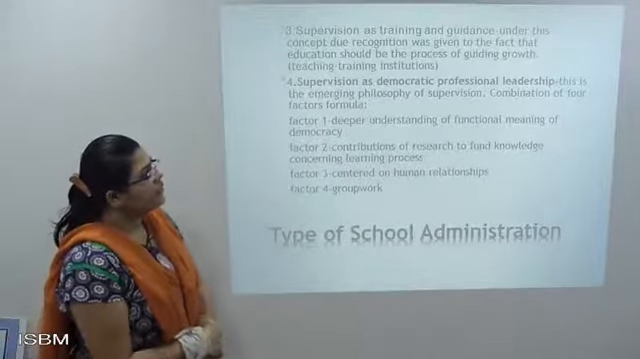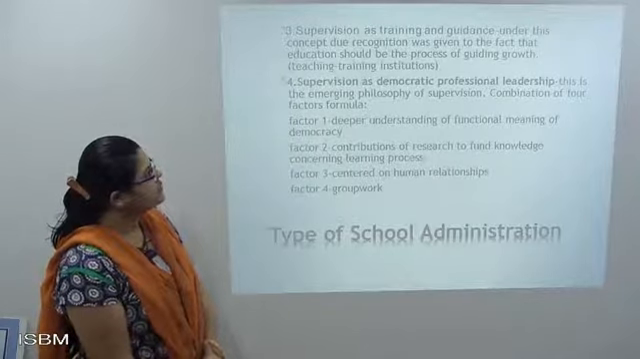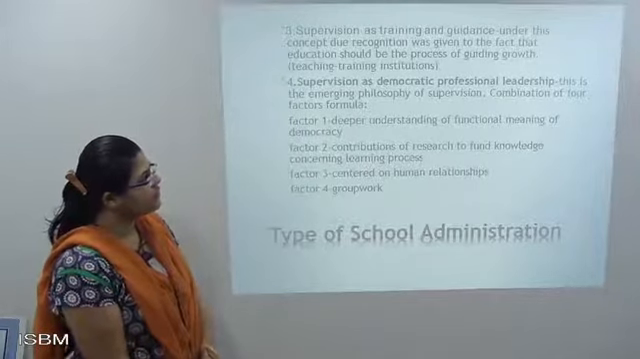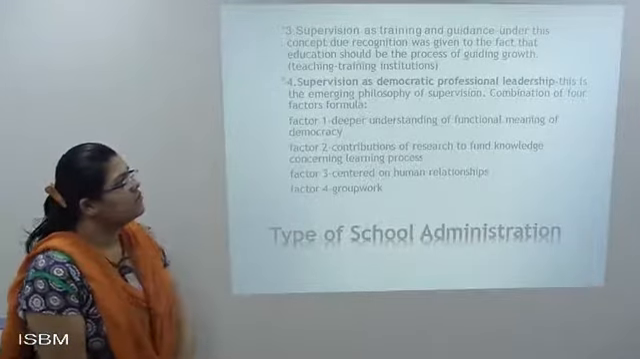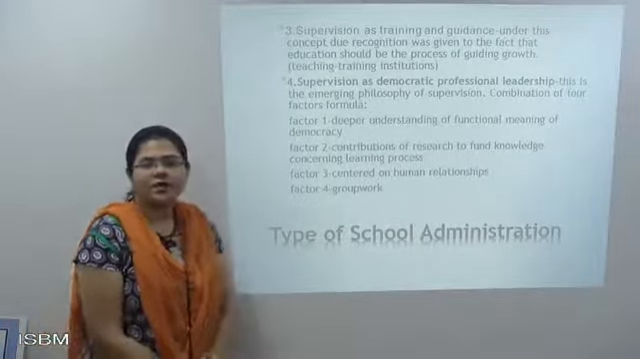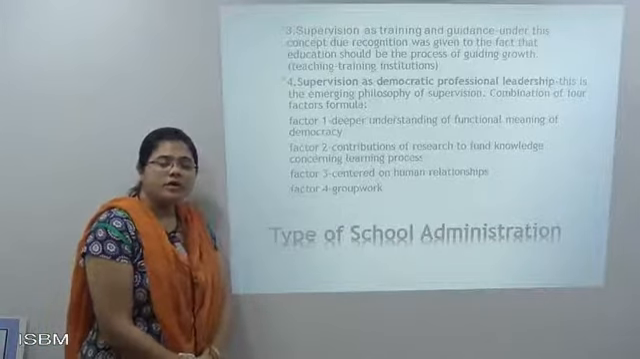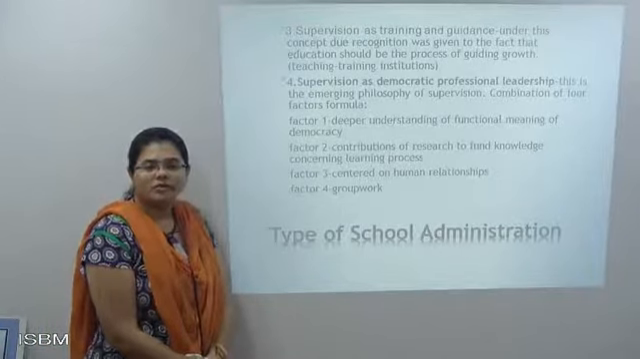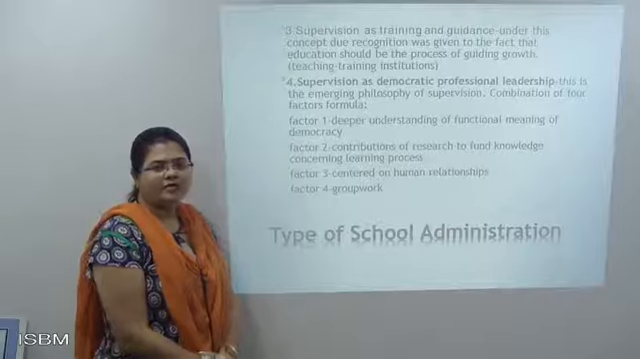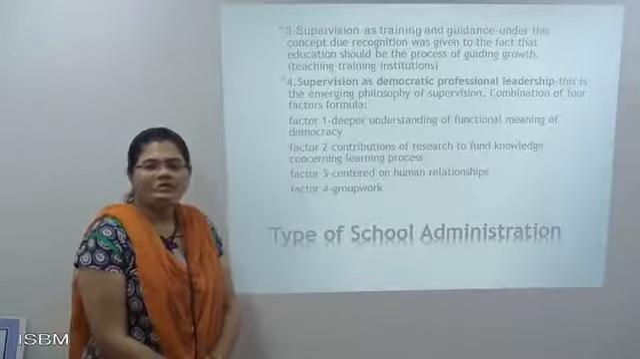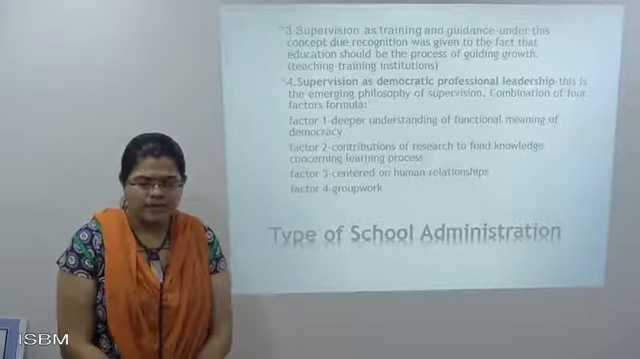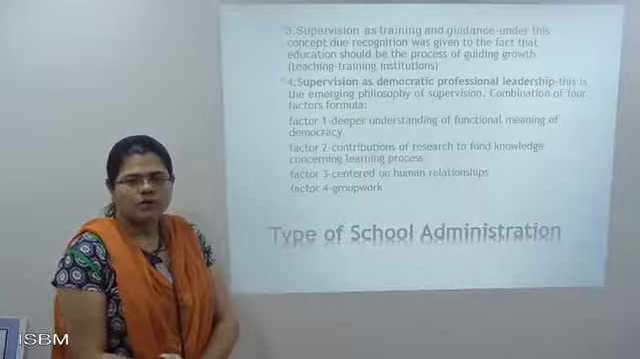Supervision as a democratic professional leader. This is an emerging philosophy of supervision, a combination of four factors. Now, democratic means that people in the organization are given a chance to come up with new ideas, and through these ideas the work is checked and different developments are seen. So this has also been seen.